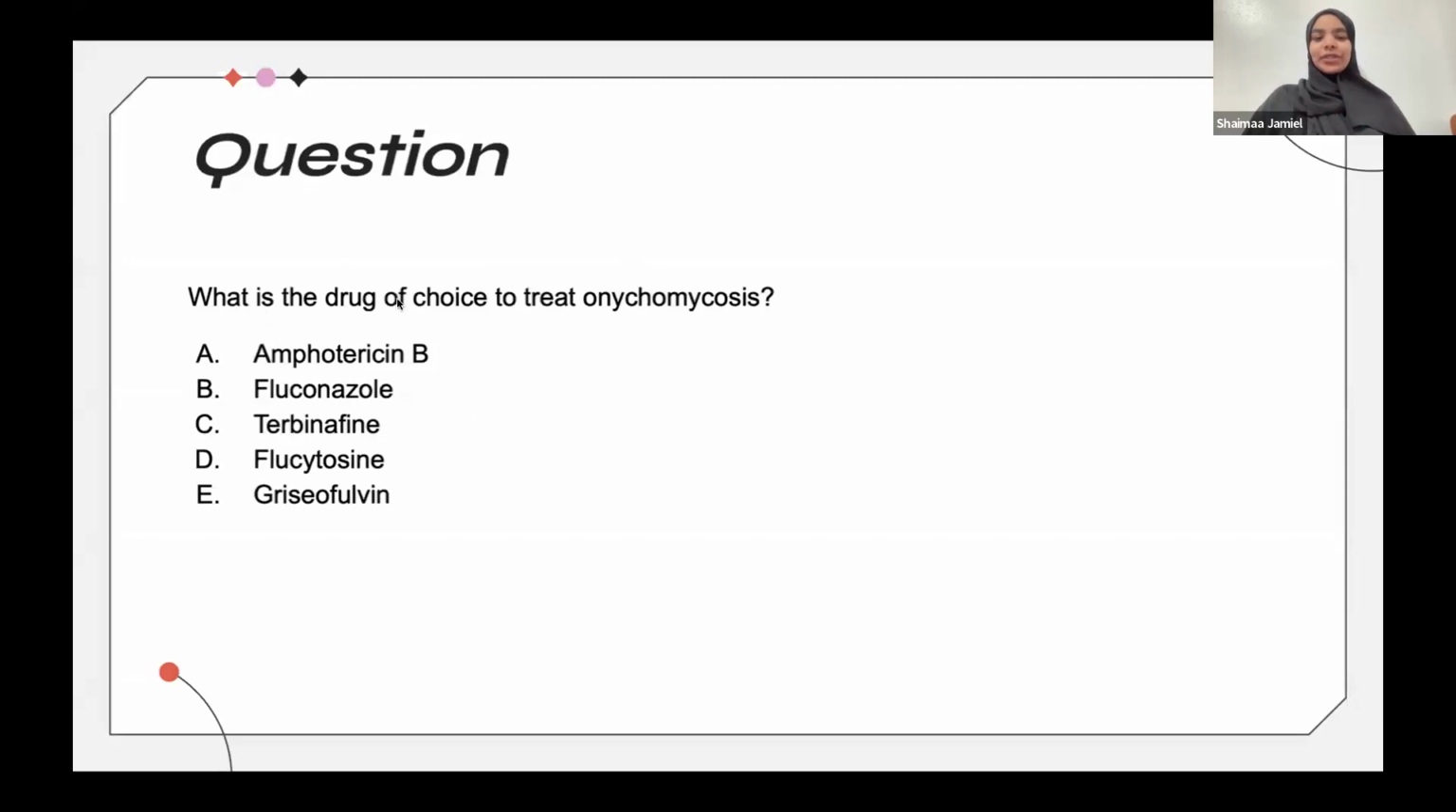So this question, what is the drug of choice to treat onychomycosis? Which is basically the nails, onycho for nails. Difficult question.